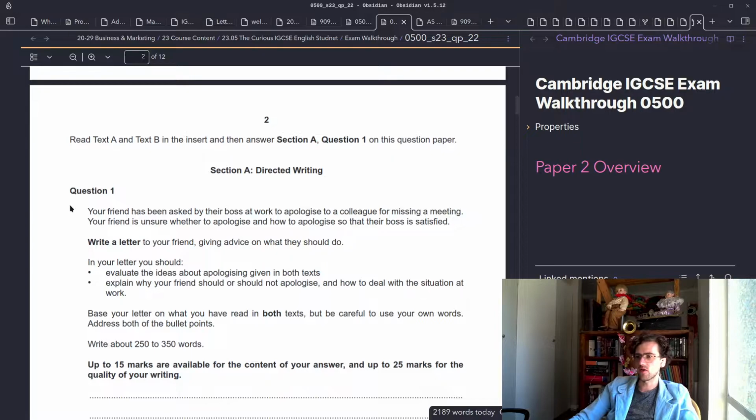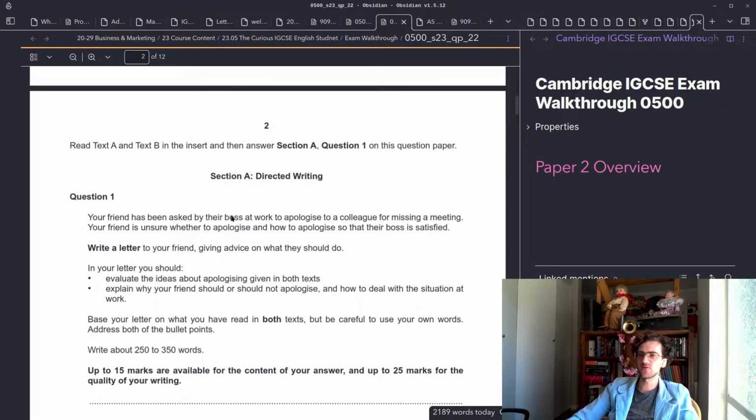So your friend has been asked by their boss at work to apologize to a colleague for missing a meeting. Your friend is unsure whether to apologize and how to apologize so that their boss is satisfied. So similar to if you were given a prompt that you needed to act out because you're going to some kind of acting thing.